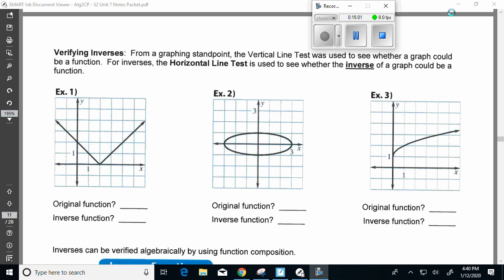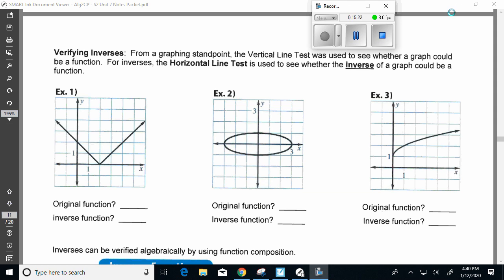Objective number 2 is how to verify an inverse. Verifying inverses occurs 2 ways, based off of a graph and based off of 2 functions. So we're first going to verify it off of a graph.